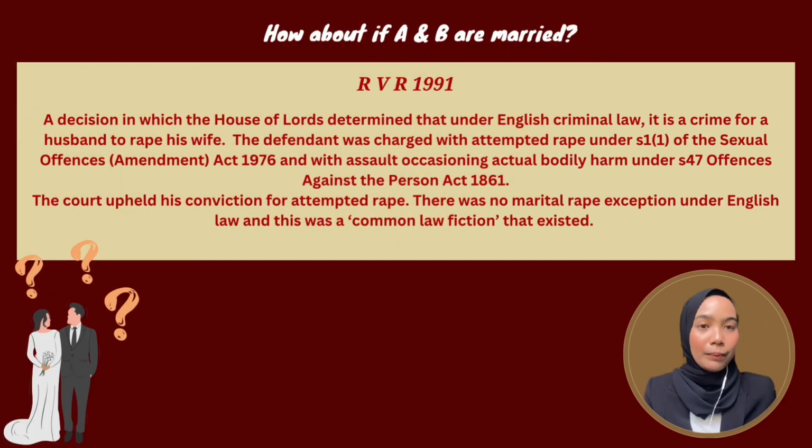So can rape happen in a legal marriage? In the case of R v R, the House of Lords determined that under English criminal law, it is a crime for a husband to rape his wife. The defendant in this case was charged with attempted rape under Section 1(1) of the Sexual Offences Amendment Act 1976 and with assault occasioning actual bodily harm under Section 47 of the Offences Against the Person Act 1861. The court upheld his conviction for attempted rape. There was no marital rape exception under English law, and this was a common law fiction that existed.